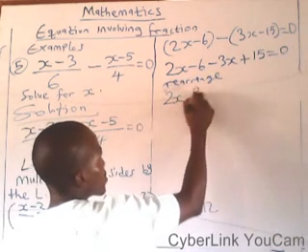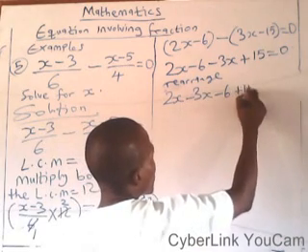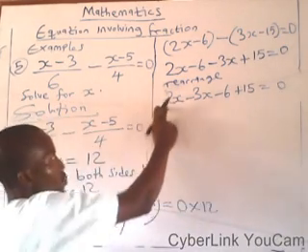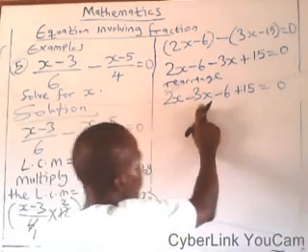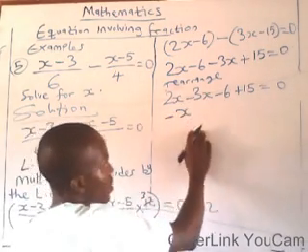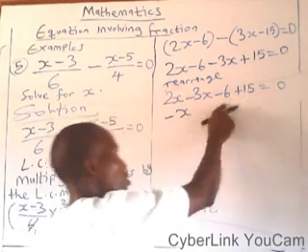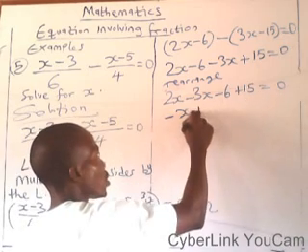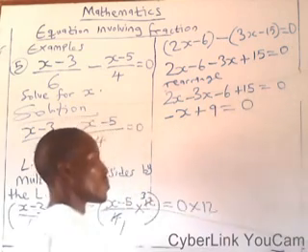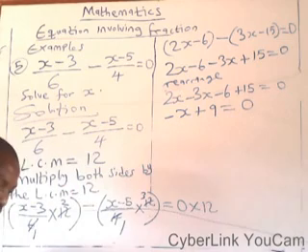2x minus 3x minus 6 plus 15 is equal to 0. 2x minus 3x will give us what? This will give us minus x. Then minus 6 plus 15 will give us plus 9, is equal to 0. Now the next thing we are going to do is this.